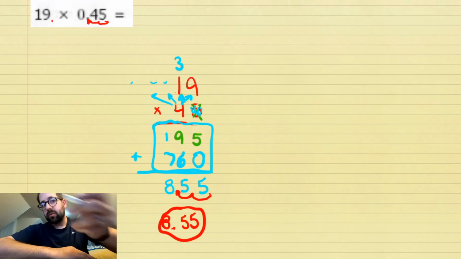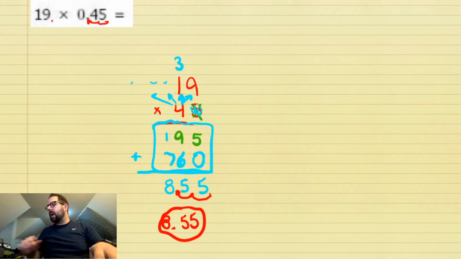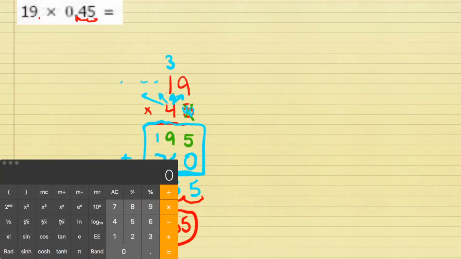Let's go to the calculator and then I'll show you a different way to multiply these. Okay, so the numbers we have 19, and we're going to multiply by 0.45. That's the number. I'm typing the original number that I gave you. And I'm going to hit enter, and boom, 8.55. So that's how we multiply by column method.